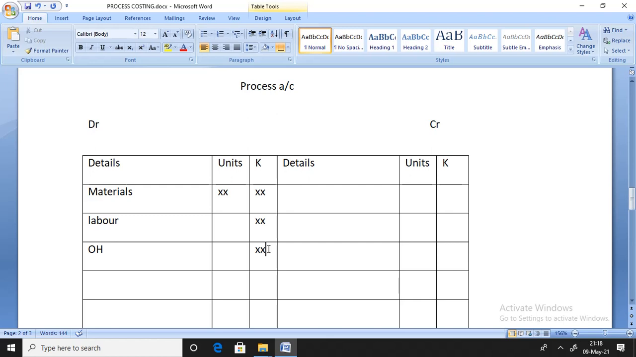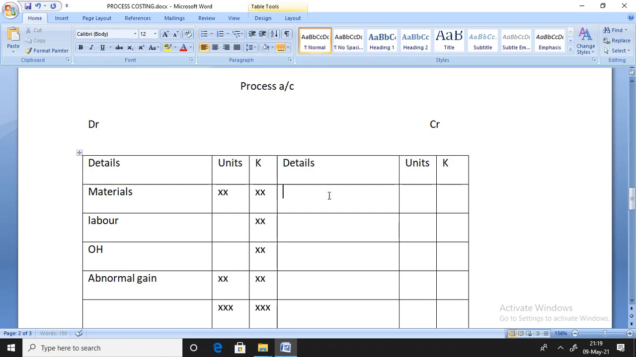But where abnormal gain arises, because the actual loss is less than the expected loss, in other words, the organization has got a gain on it, that abnormal gain is going to be recorded on the debit side. Abnormal gain on the debit side. So for abnormal gain, you will record how many units of abnormal gain and what's the value of abnormal gain. You take the total number of units recorded and the total value for those units.